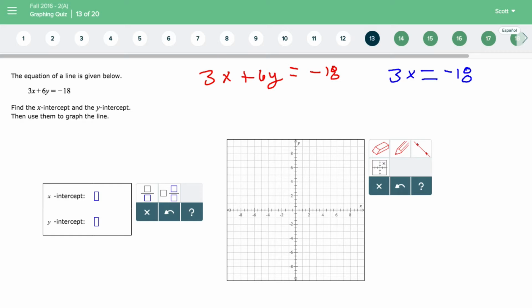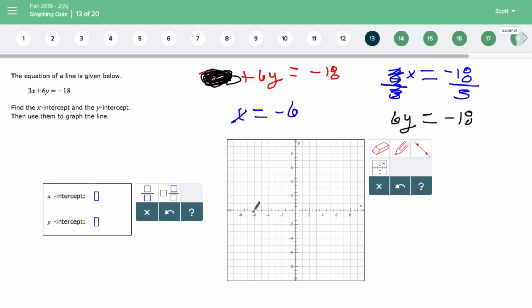Now to find the y, I'm going to cover up the x, leaving me with just positive 6y equals negative 18. Now we divide by 3, divide by 3, because we want that x by itself, giving us x equals negative 6. So on my x-axis, I'm going to put a point right there at negative 6.